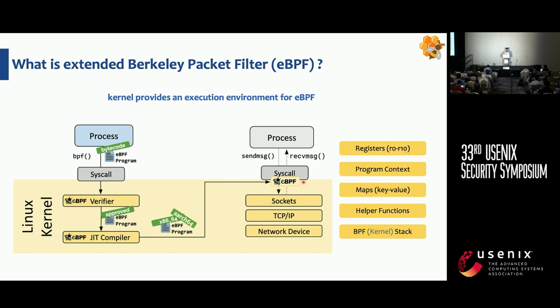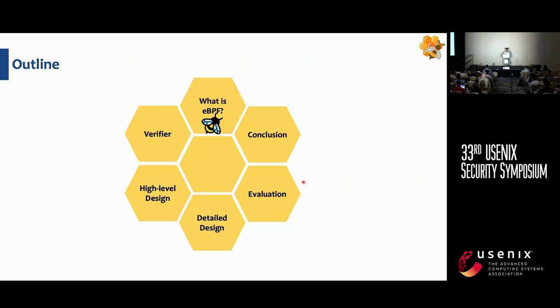The kernel provides an execution environment for eBPF. It includes 11 registers, which are mapped into native registers, and the kernel provides a program context object. The program can also declare map structures, which are key-value-based memory regions. The kernel also provides some helper functions to expand the functionality of the program. The program also has its own stack, which is located on the top of the kernel stack when the program is running. So the verifier serves as the security barrier between eBPF and the kernel.